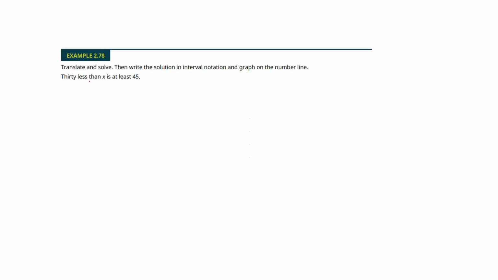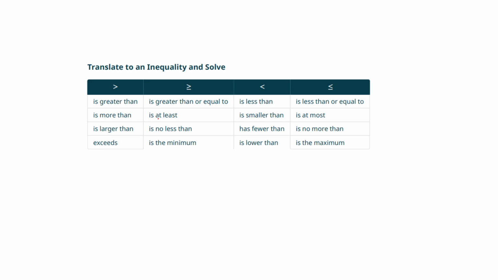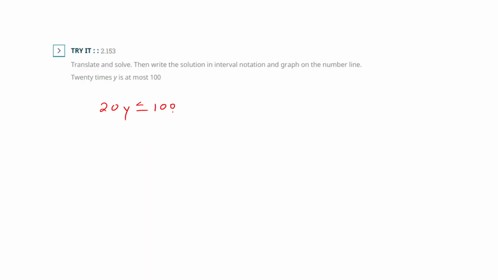Okay, now we're doing 30. So this reads 30 less than x. But do you remember less than is the one that makes us go the other way around? So 30 less than x makes us flip that. At least 45. Okay. It could be 45 or it could be greater. So at least is another greater than or equal to.